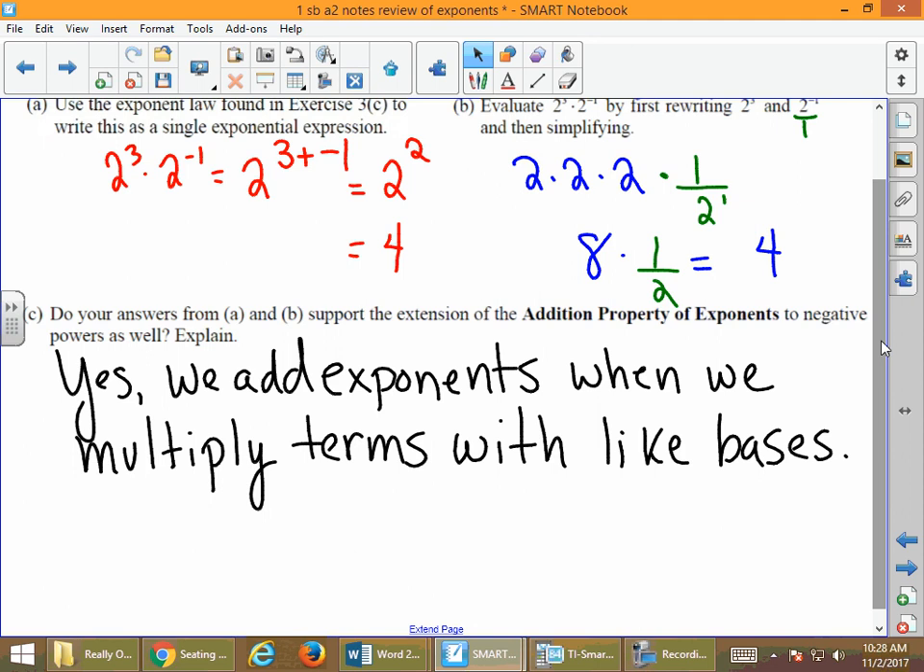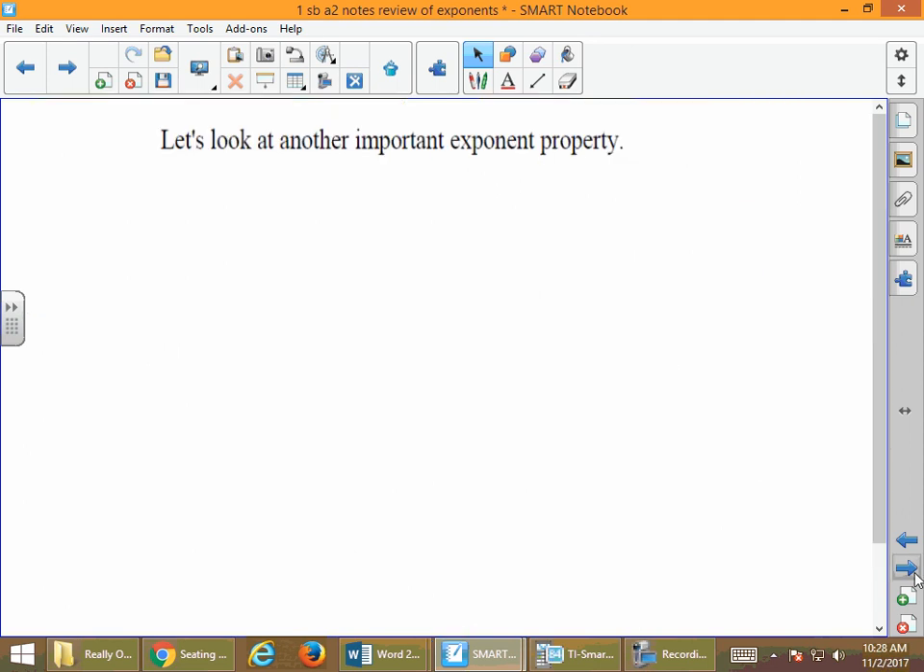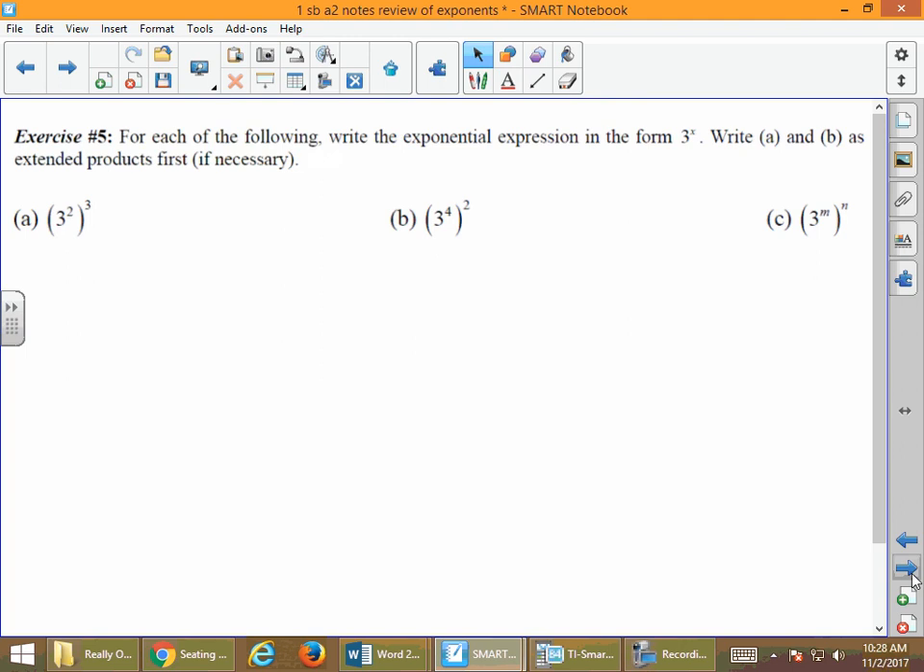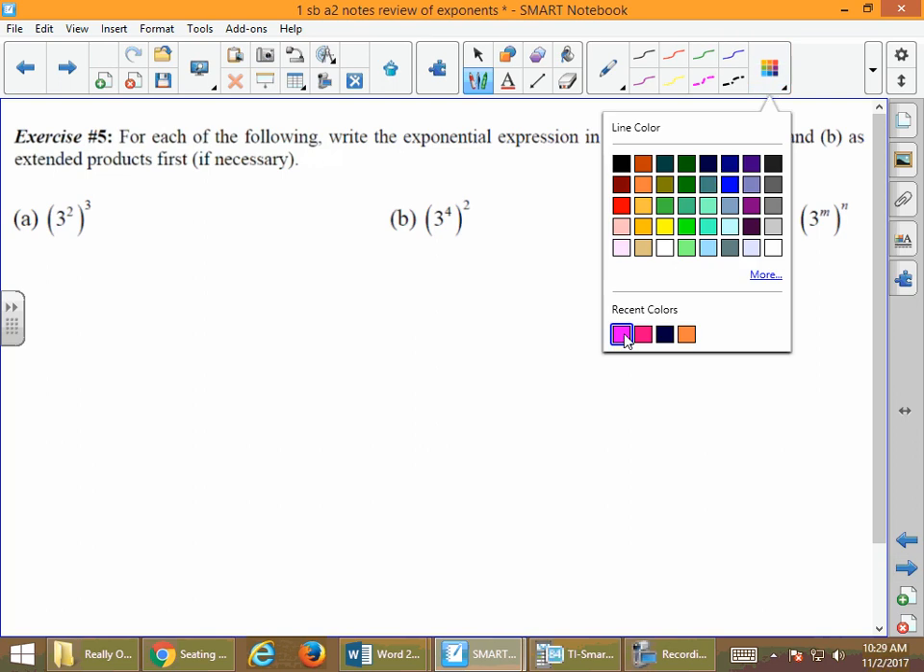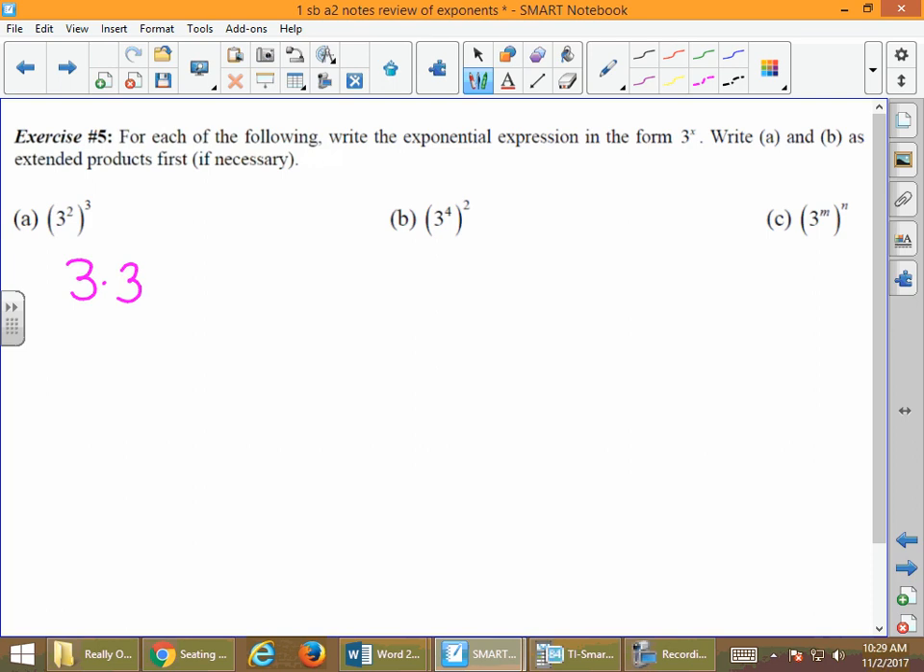One more property to look at. So one more. For each of the following, write the exponential expression in the form of 3 to the x. Write a and b as extended products first, if necessary. And I'm going to write them as extended products. But what we have in this first problem, part A, is 3 squared cubed. So 3 squared means 3 times 3. There's an extended product. But then we're going to cube that.